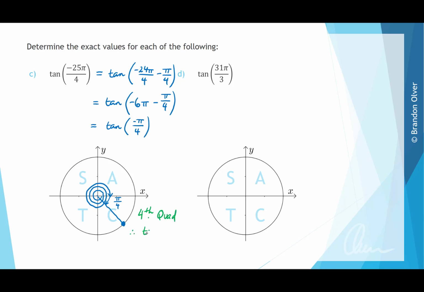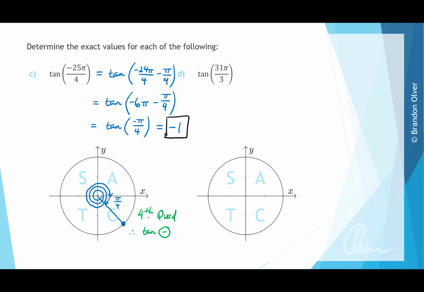Therefore, the value of tan is going to be negative. And all that's left to do now is recall that the exact value for tan of pi on 4 is 1. And as we're in the quadrant where tan is negative, the exact value is negative 1. So the exact value for tan of minus 25 pi on 4 is negative 1.